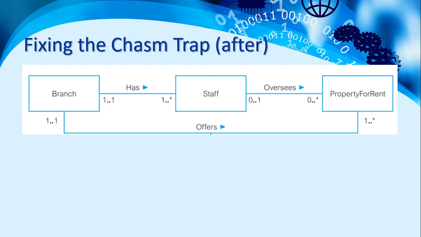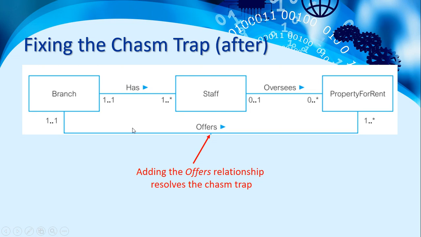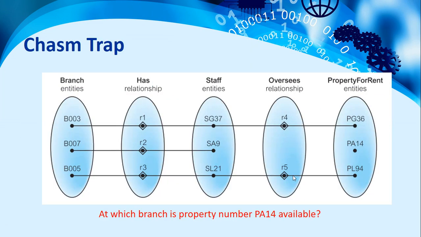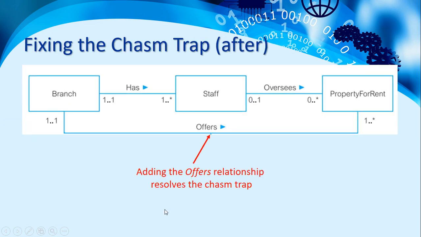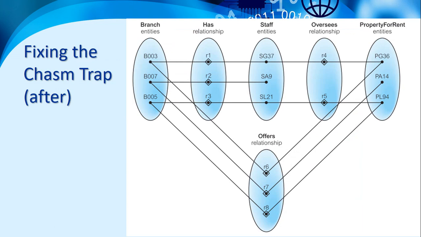Yun. So to simplify the explanation, just simply adding the offers relationship, no? Ito yung nag-solve sa chasm trap. So since hindi tayo makatabok from here papunta sa staff, why not we make a relationship dito between the branch and property for rent. So you will find out now in this next slide. So yan. So yung offers relationship was added into this semantic net model.